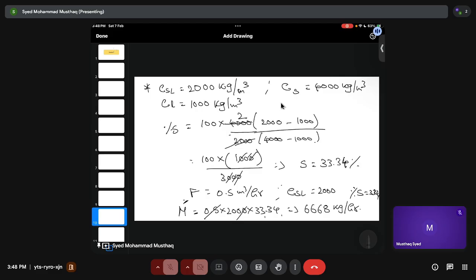Okay, so this is 33.3. We are writing it in percentage, right? So it will be 0.3334. So 666.8 kg per hour. So that is our mass flow rate.